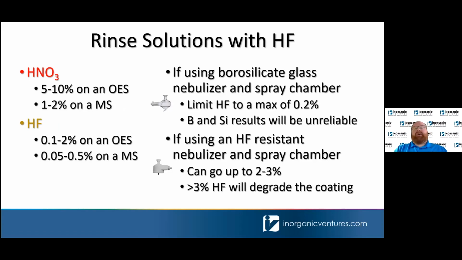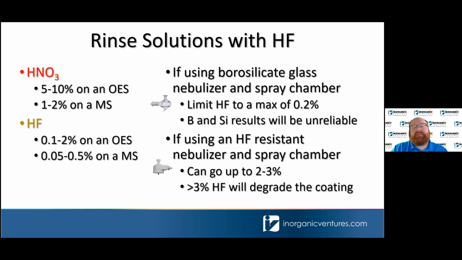So with HF, I saw a good portion of you are allowed to use HF, which is good. You just have to be careful with the intro system you're using. So you'll still want to use nitric acid as your base, so 5 to 10 on the OES and 1 to 2 on the mass spec, but you'll add HF to that rinse solution. On your OES, you can go from maybe 0.1% to 2%, depending on which system you're using. And on your mass spec, you'll want to keep that lower, so maybe 0.05% to 0.5%.